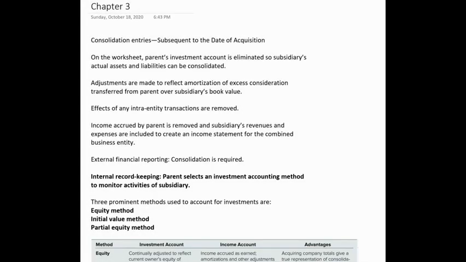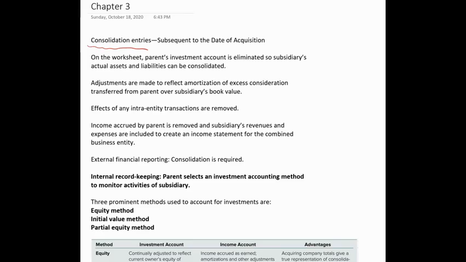In this video, I will give you a review of Chapter 3. More specifically, I'm going to introduce more consolidation entries, which are subsequent to the date of acquisition. So on the date of acquisition, we already introduced two consolidation entries, entry S and entry A. I also showed you the worksheet that we use to consolidate the parent company and subsidiary company's books.